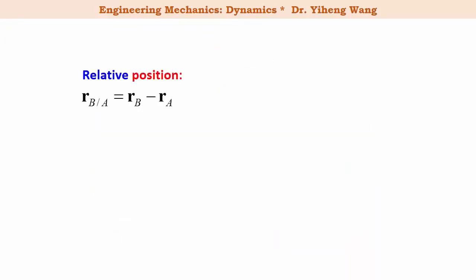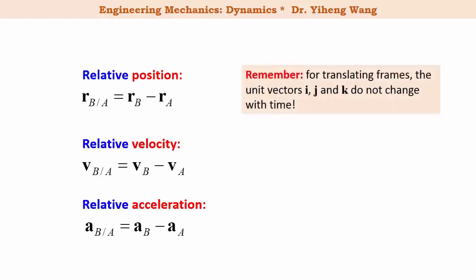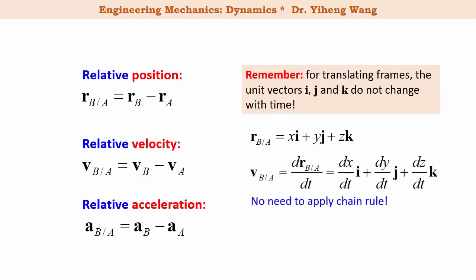You probably also remember this. If we take the time derivative of the relative position equation, we get the equation for relative velocity. And if we take the time derivative again, we get the equation for relative acceleration. However, let me remind you, for translating frames, the unit vectors i, j, and k do not change with time. So from here to here, there is no need to apply chain rule since only the x, y, and z positions are functions of time. As you can tell, this is going to change for a rotating frame of reference.